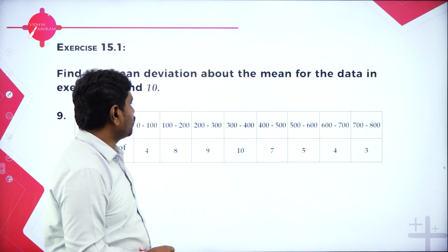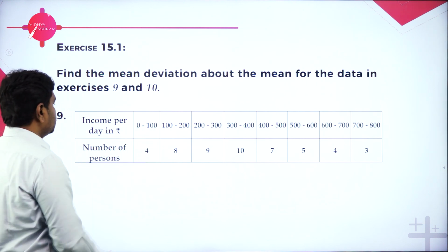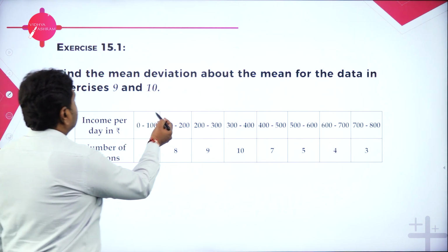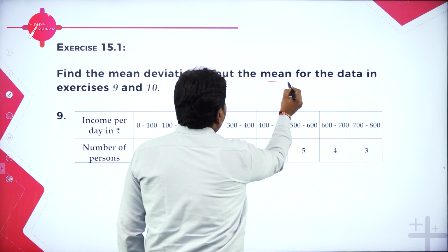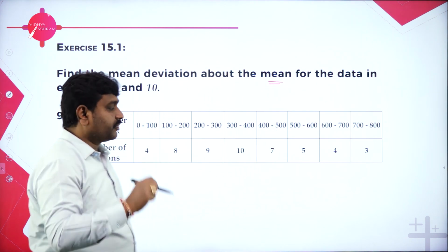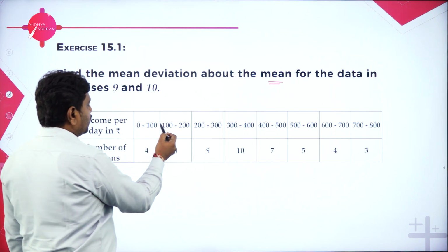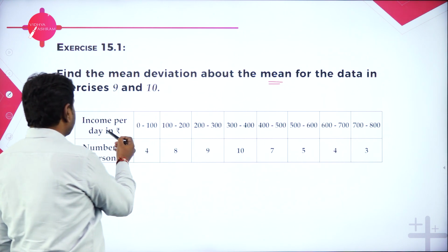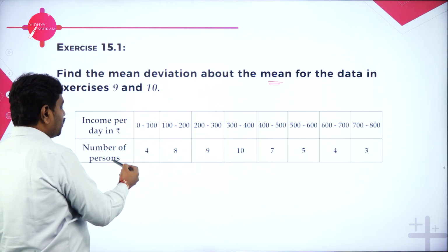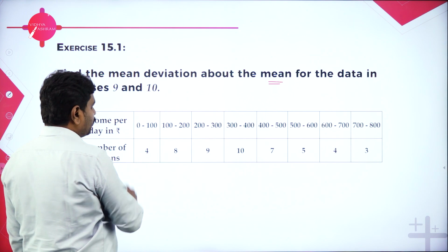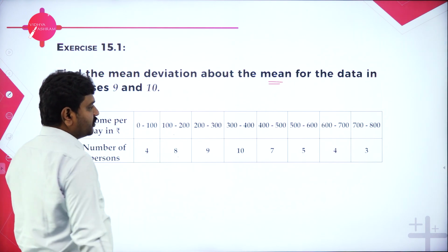5.103. Next problem, they give class intervals. Again, they want the mean deviation about the mean. Mean deviation about what? Mean. So the class intervals they give are 0 to 100, 100 to 200. These are the income per day in rupees. Number of persons: 0 to 100, 4 persons, 100 to 200, 8 persons, like this.